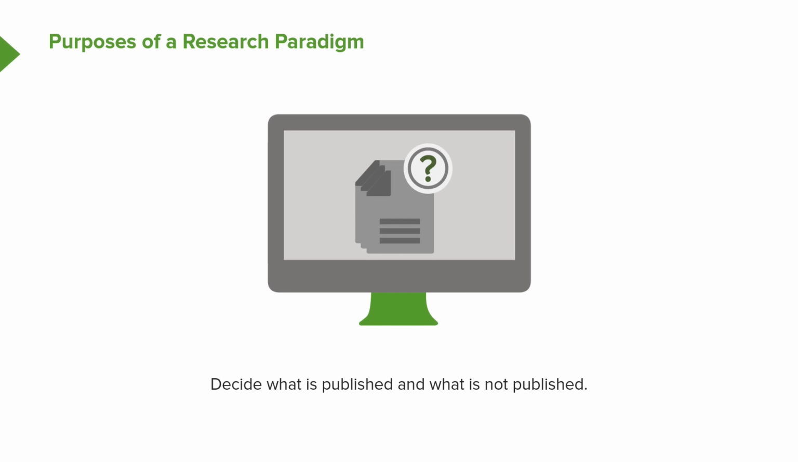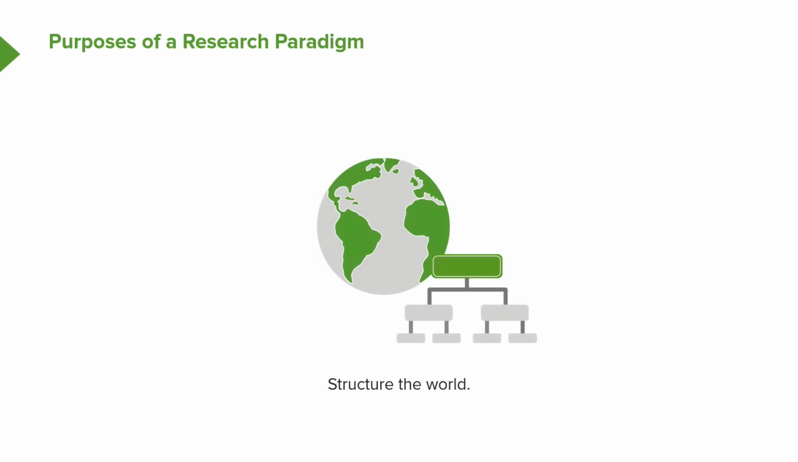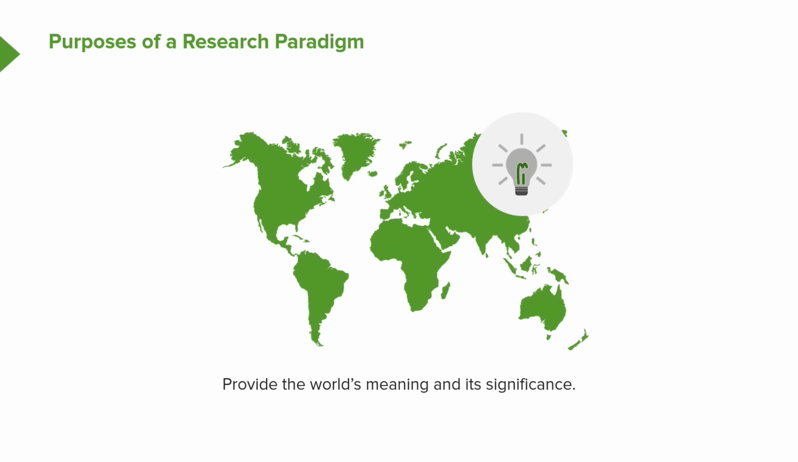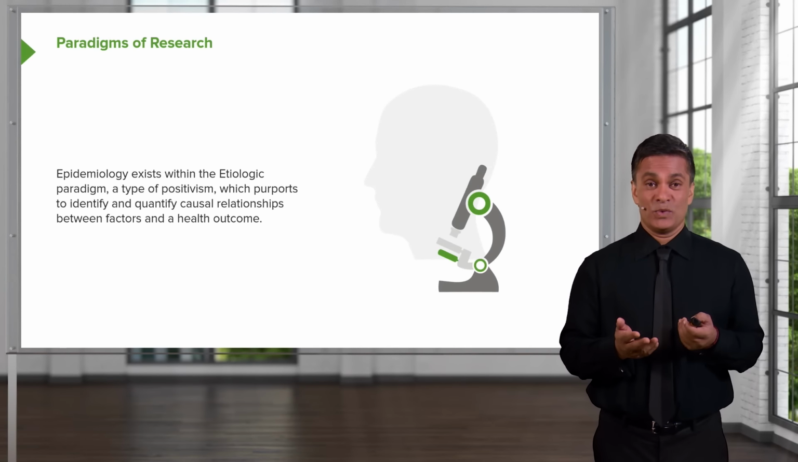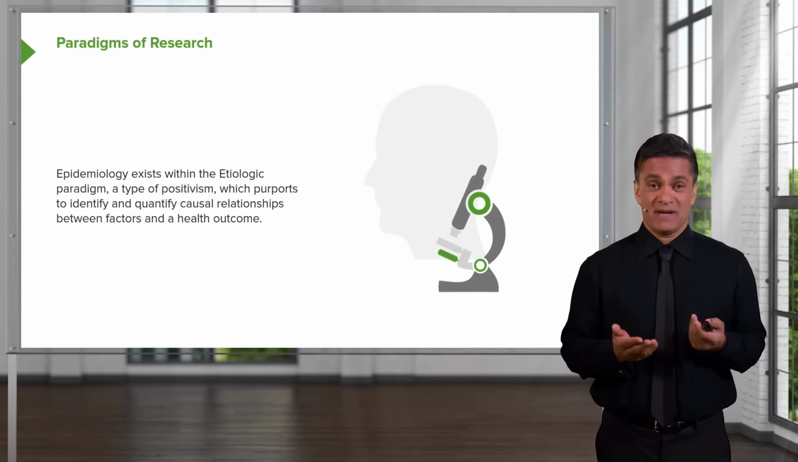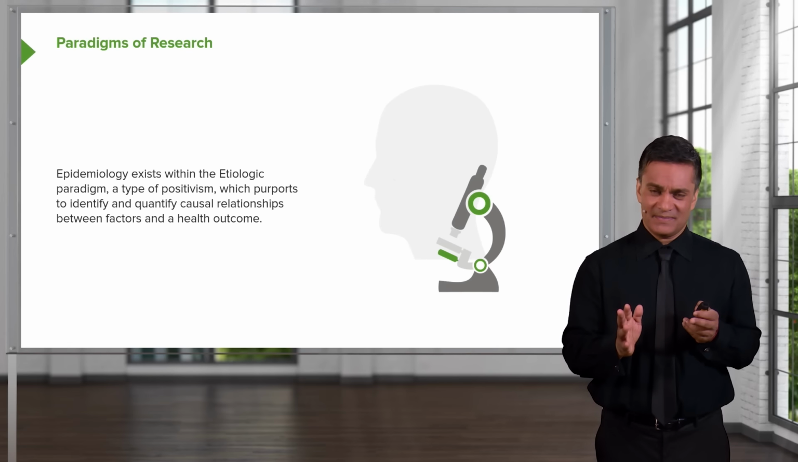Our paradigm of research also tells us what is publishable and what isn't, because it defines what constitutes knowledge, what constitutes proper evidence. And epidemiology is, I hope you will conclude with me, all about how we rank evidence and understand truth. In essence, a paradigm tells us how the world is structured and tells us what determines meaning and significance. Epidemiology exists within something we call the etiologic paradigm, which is a kind of positivism.